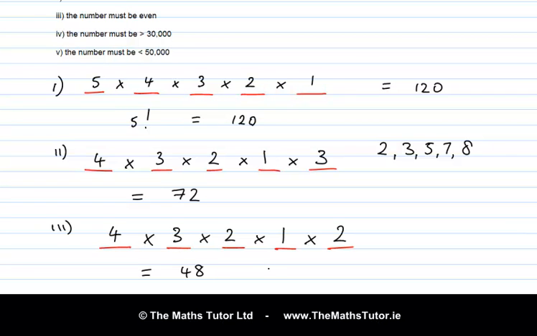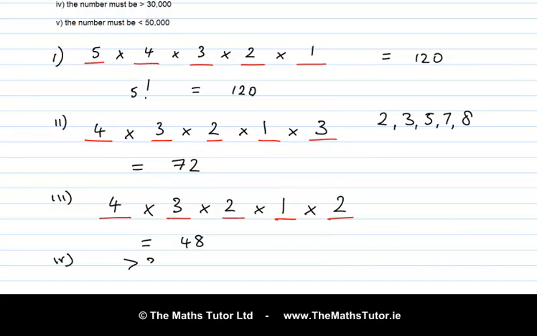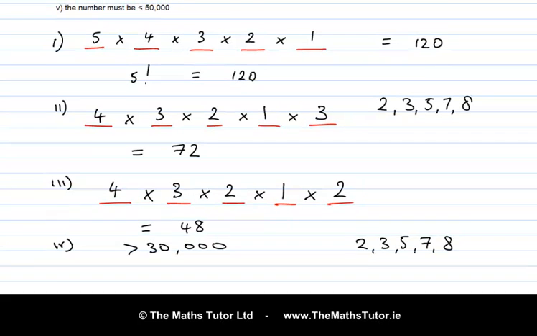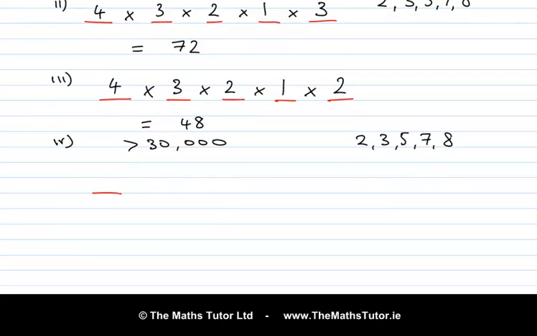Now looking at part 4, where the number must be greater than 30,000. We're choosing from 2, 3, 5, 7 and 8. Again we have 5 slots. For a number to be greater than 30,000, it mostly depends on the first digit. For example, if we choose a 2 here, there's no way that this number can be greater than 30,000. If we put a 5 or a 7 or an 8 there, it'll certainly be greater than 30,000.